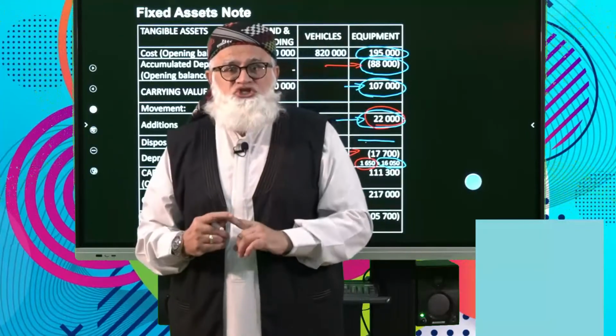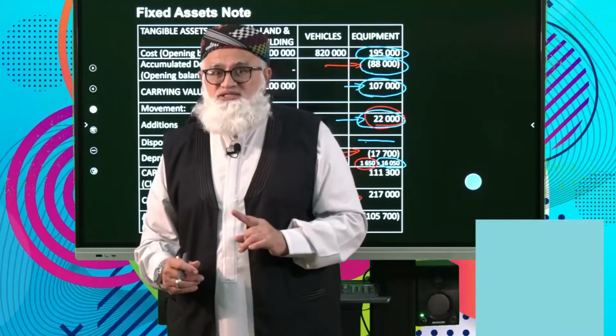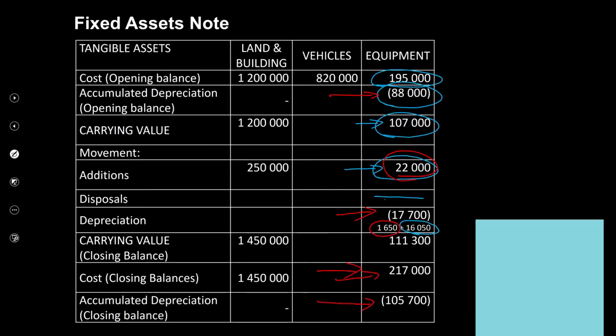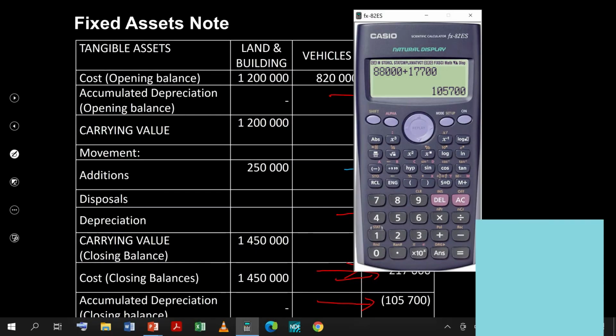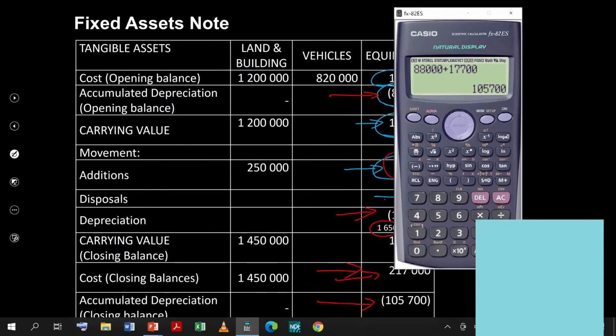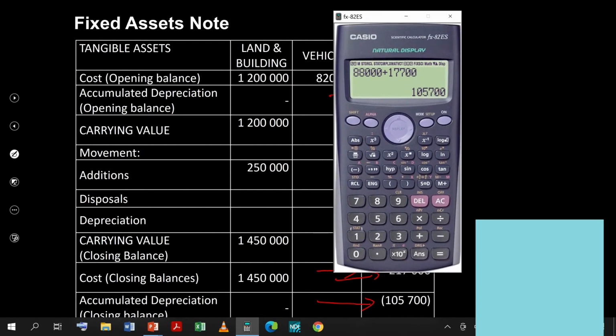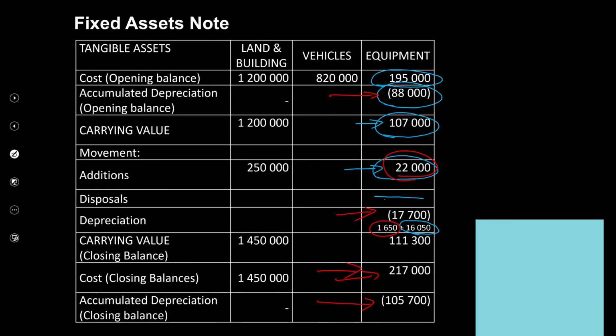Now, let's do the check to see if our note actually works out. You take your closing balance here, and we say, fine, my closing balance was 217,000. So let's take the 217,000, which is my end of year balance, minus my accumulated depreciation of 105,700, and this will give me a figure of 111,300.